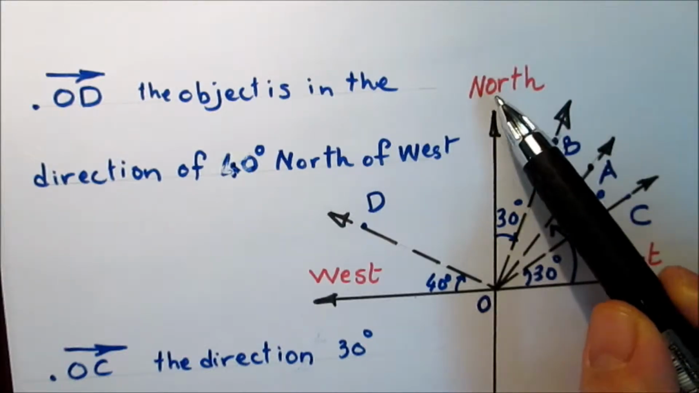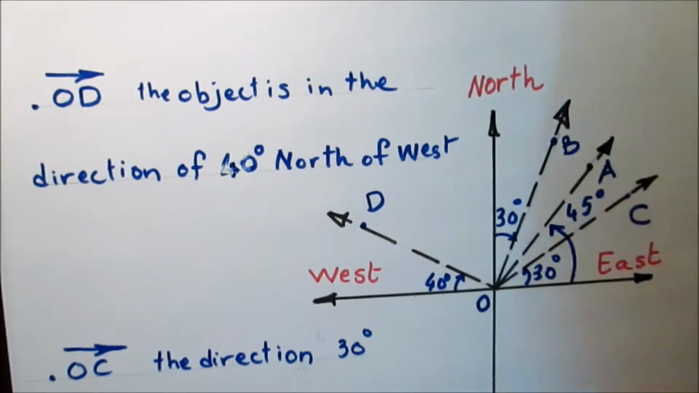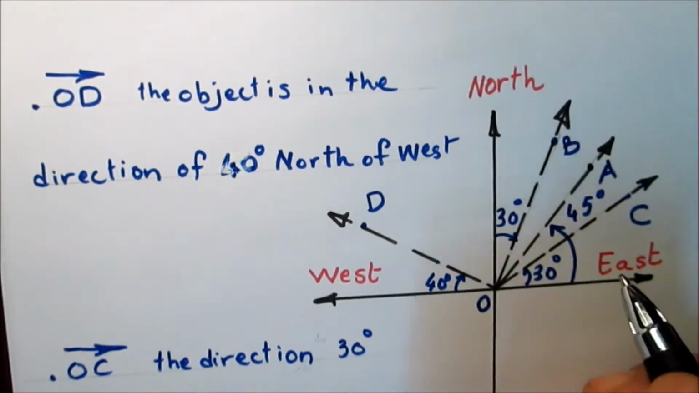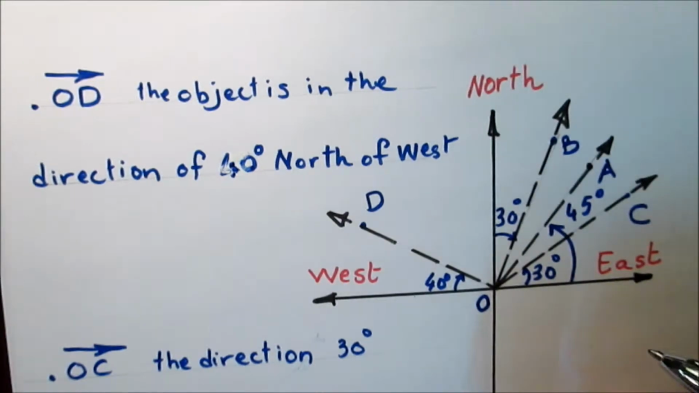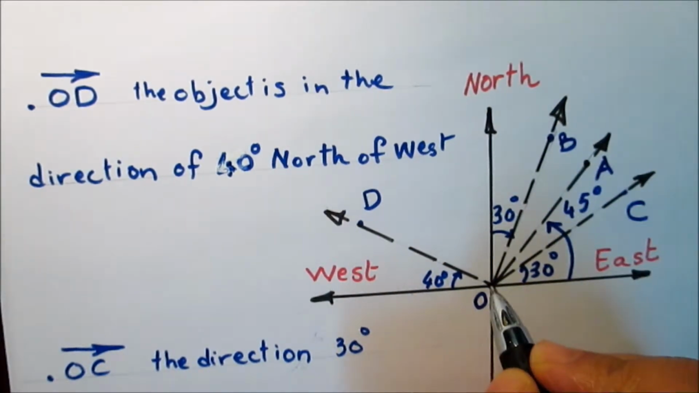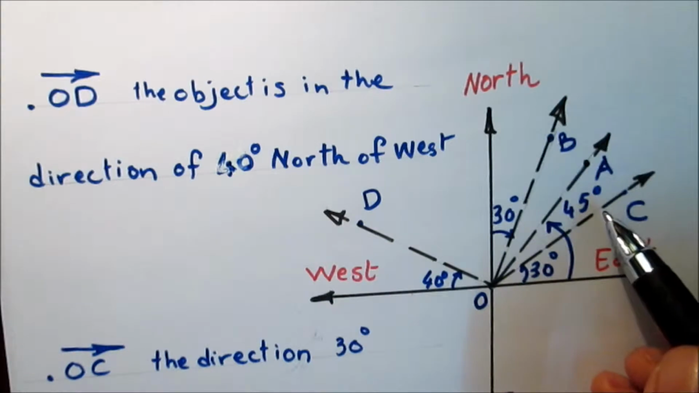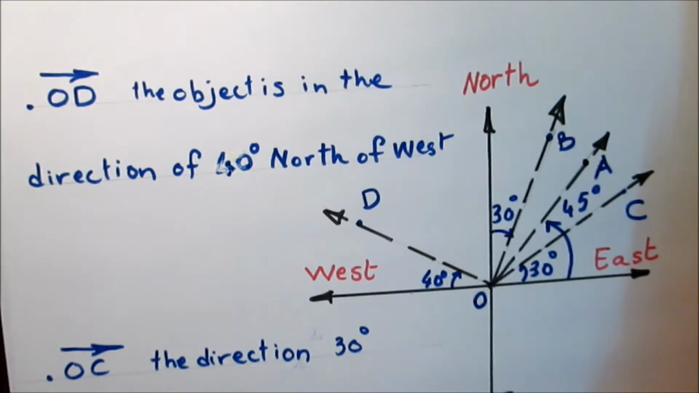We can use the original directions, the north, south, east, and west, to determine the position of an object with respect to a given observing point. Suppose that the observing point is the origin point, then draw a ray to determine the position of the object with respect to the observing point.